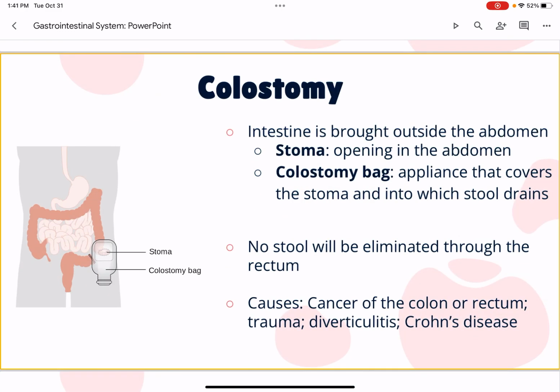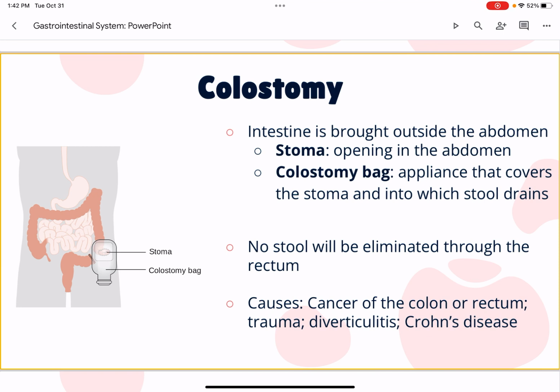An ostomy is an opening from the area inside the body to the outside of the body. With a colostomy, the intestine is brought outside the abdomen. The stoma is the opening in the abdomen, and the colostomy bag is the appliance that covers the stoma and into which the stool drains.